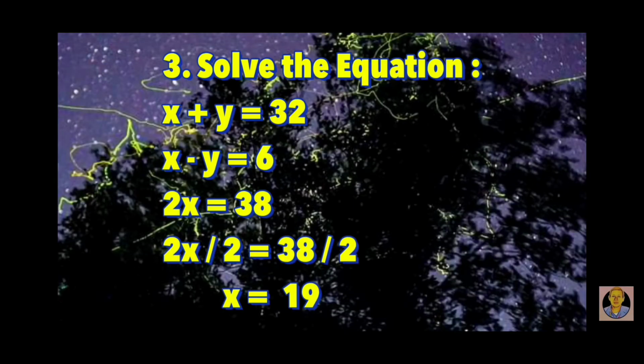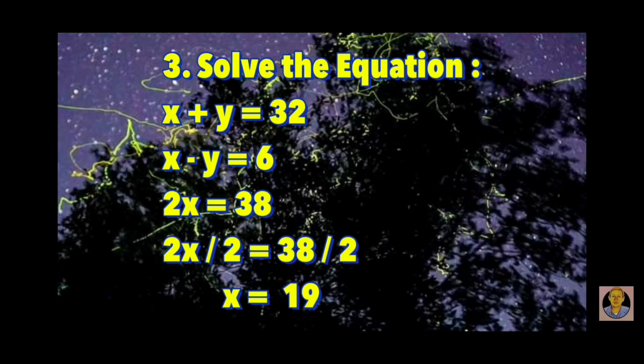To solve the equations, we will use the elimination method or addition method. x plus y equals 32, x minus y equals 6. Then we're going to eliminate the y and y, so the remaining is x and x. So x plus x equals 2x and 32 plus 6 equals 38. Then since we're going to solve for x, we're going to divide by 2 on both sides. So the value of x now is 19.